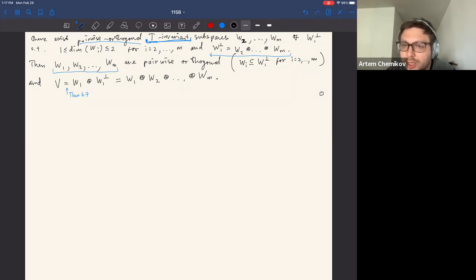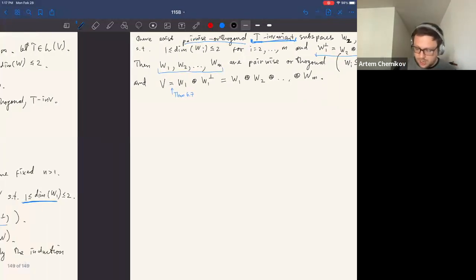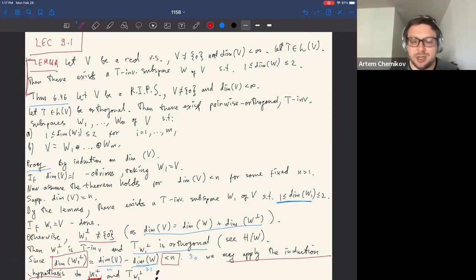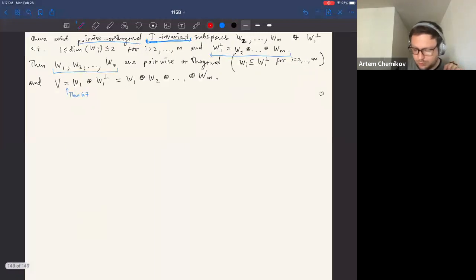Let me see, there's a question in the chat. Did we use the assumption in the sentence, there exists such pairwise? Yes, exactly. This is the inductive assumption. On the previous page, unfortunately I switched the page in the middle, we observed that the dimension of the orthogonal complement is strictly less than n. And so we apply the induction hypothesis to this W1 perp, which has dimension strictly less than n, right? So we can apply induction. And now I just write out what the inductive hypothesis tells us when applied to W1 perp.